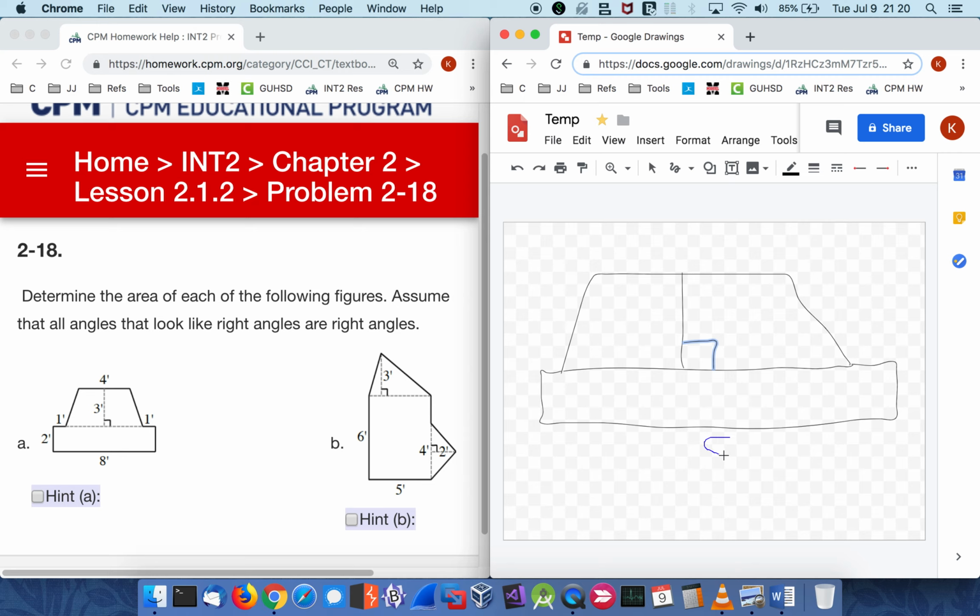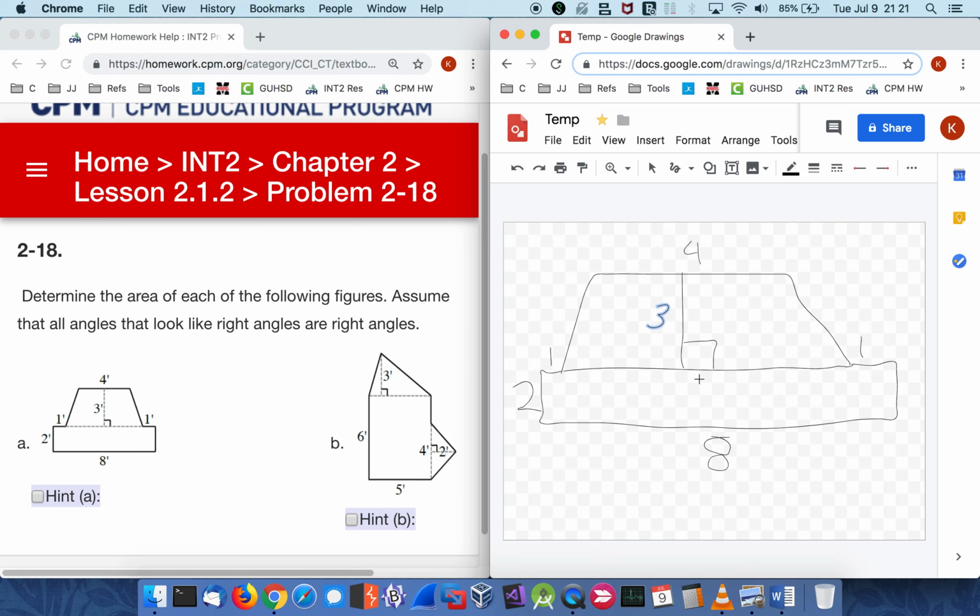Okay, so then they gave us this is 8 down here, and this one is 2. And then this is 1 over here, and that's 1 over there. And then we got 4 up here, and a height of 3.